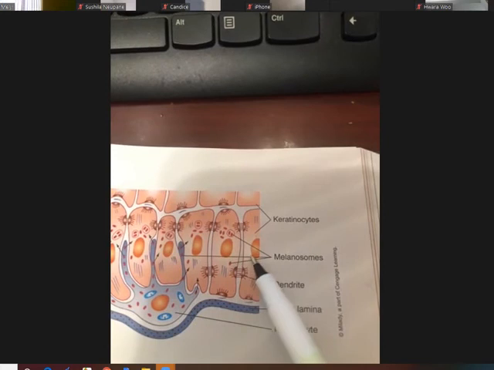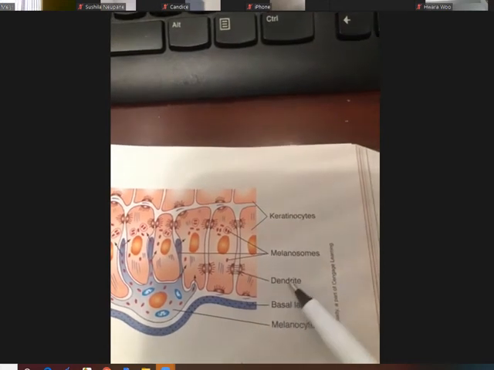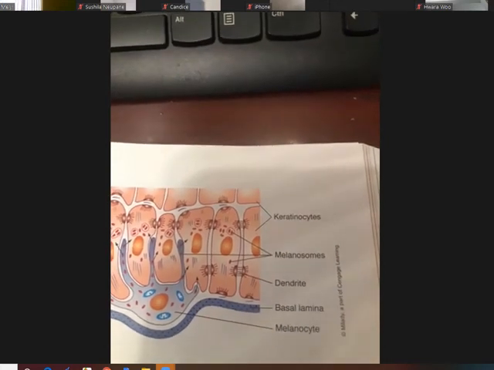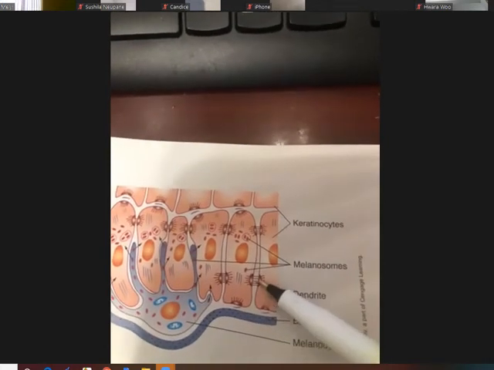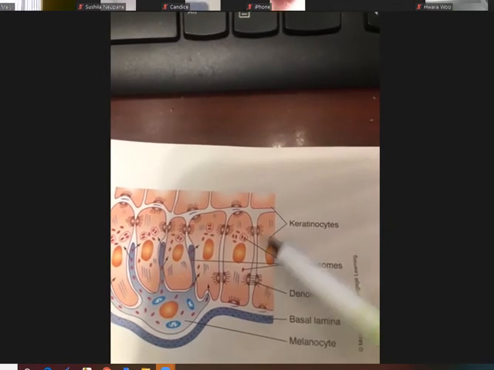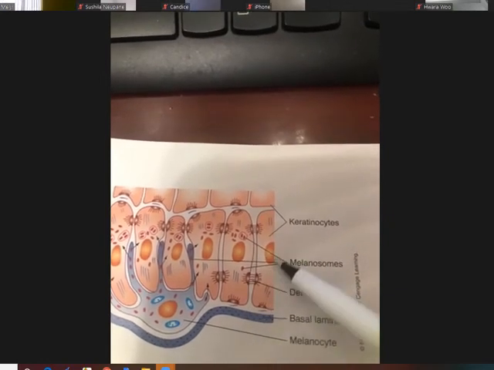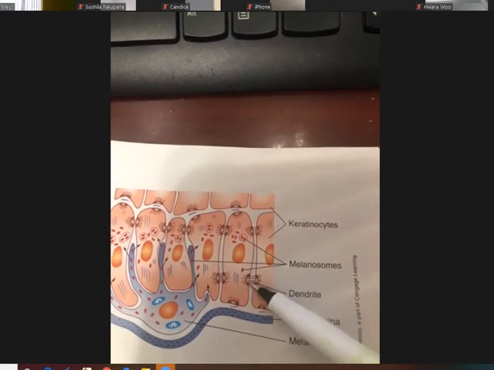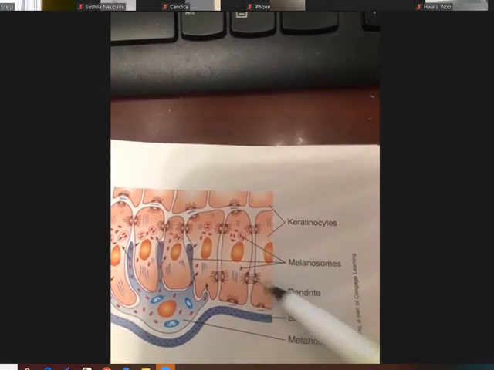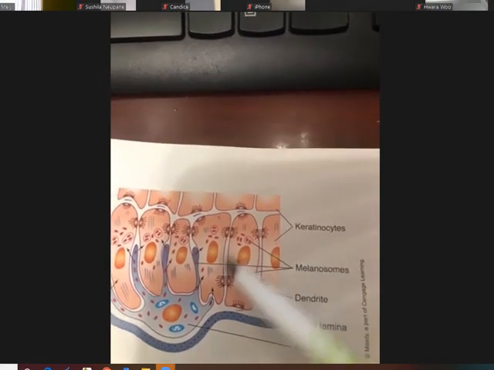So this is how cells communicate with each other through dendrites. Okay, so they talk to each other. They send messages to each other through the dendrites. Okay, 细胞跟细胞之间的那个通讯就是经过这个 dendrite. Okay.